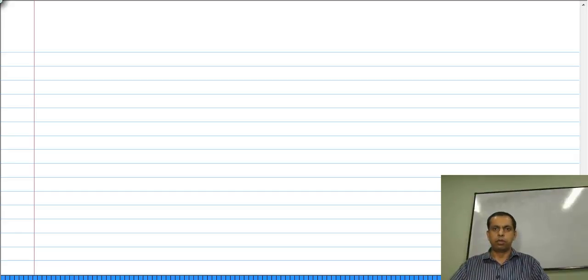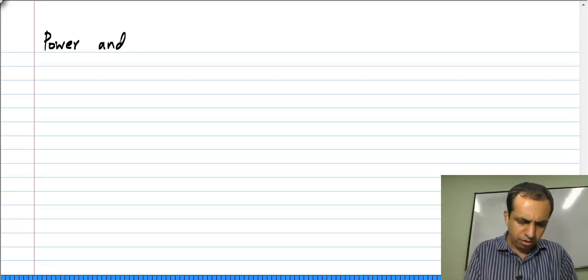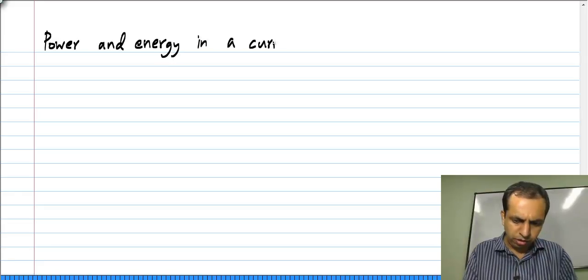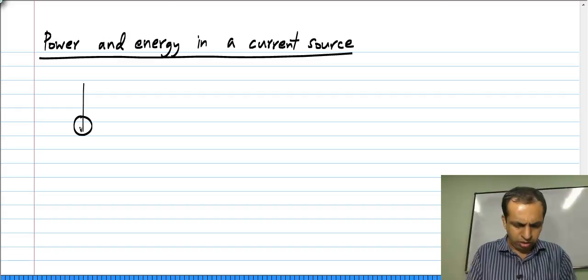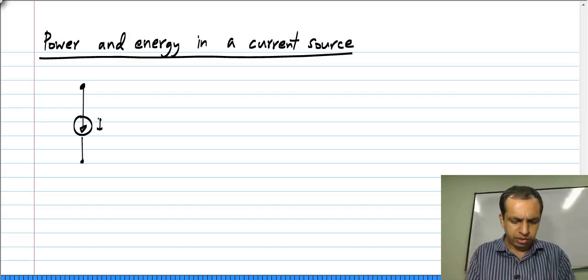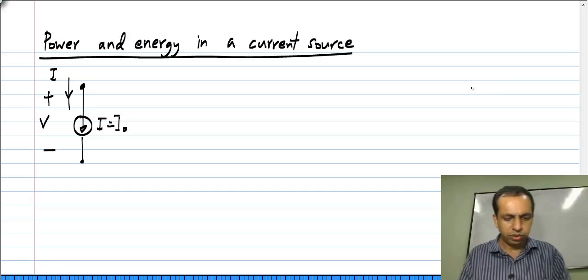Now, we will look at power and energy in an independent current source. A current source maintains a current of I naught regardless of the voltage across it. This is the voltage across the current source, this is the current through the current source, and the power as usual is the product V times I.